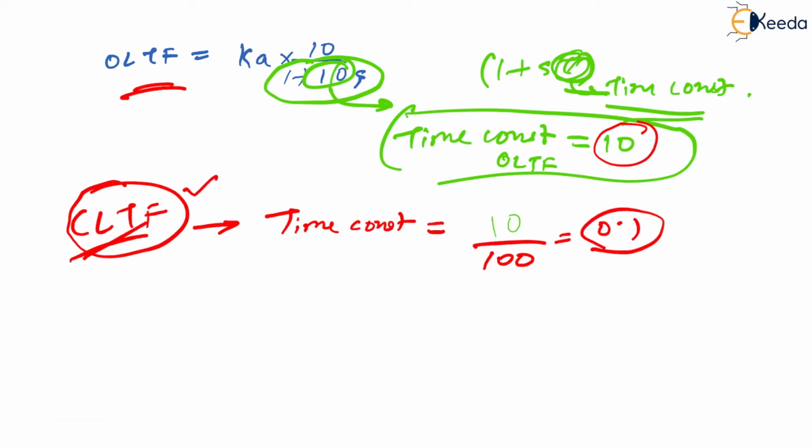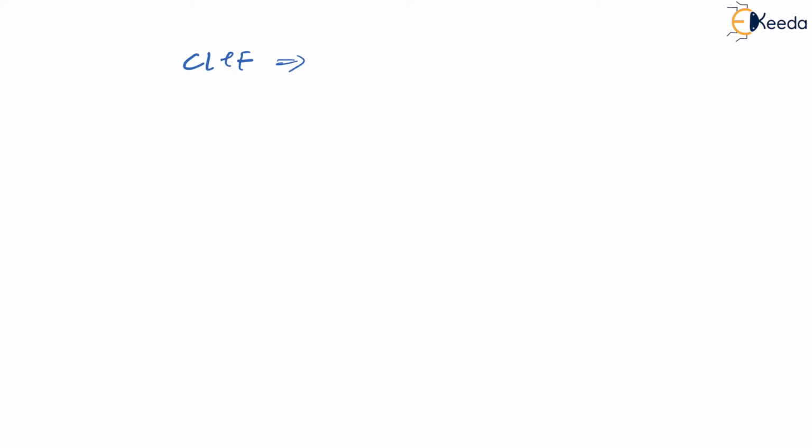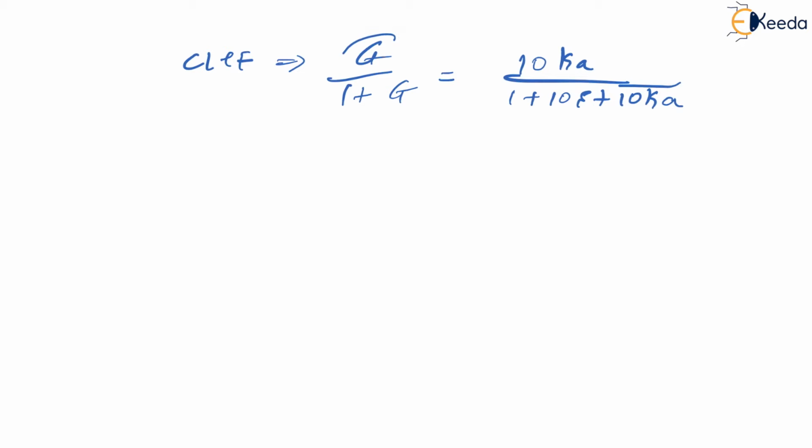Now, let us try to find the closed loop transfer function. So how do you do that? Yes, this is G and this is H. So it becomes G upon 1 plus GH, which, if you solve it, gives 10 times Ka upon 1 plus 10 into s plus 10 into Ka. Correct? Just replace it here, you can get this value, right?